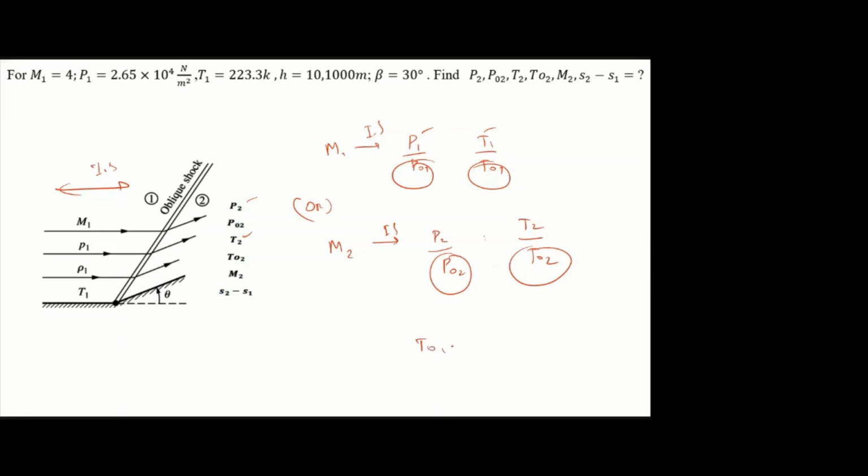So T01 will be equal to T02, and to find the P02, this way you can proceed. Otherwise, once you know the P01, from the P02 by P01 relation also you can find it.